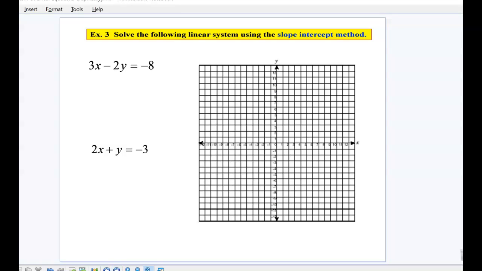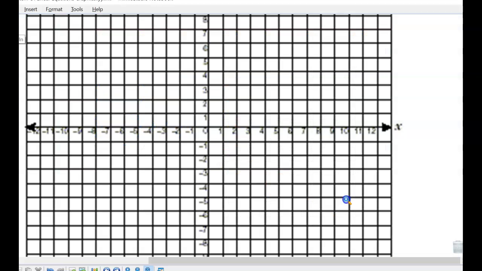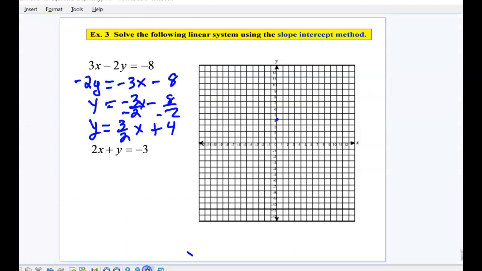Okay, in the next example, we are going to use the slope-intercept method to find the intersection point. So the first thing we need to do is get our equation in the form y equals mx plus b. So in the first equation, I'm going to subtract the 3x to the other side. And then I'm going to divide everything by negative 2. So my final equation is going to be y equals 3 over 2x plus 4. So again, for this one, I'm going to start with the y-intercept of plus 4. There's going to be my first point. That comes from my y-intercept.